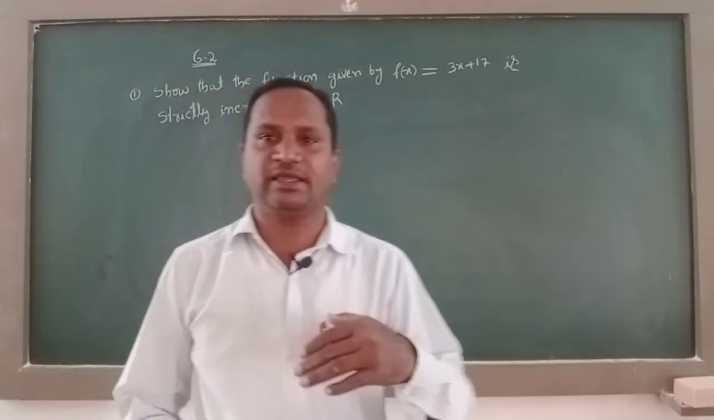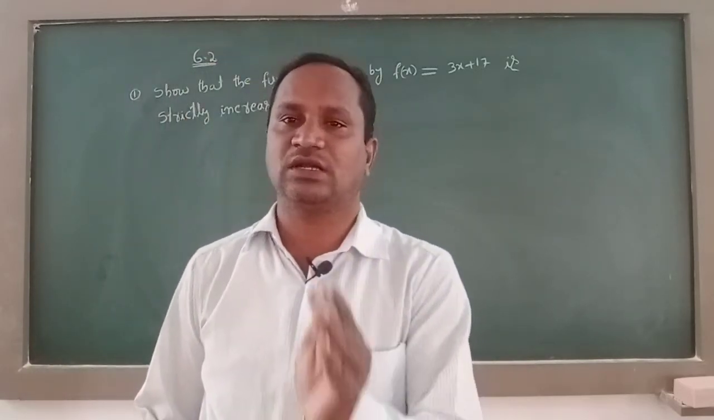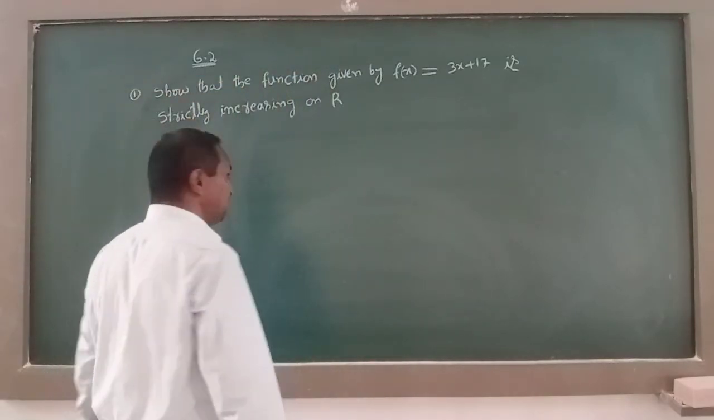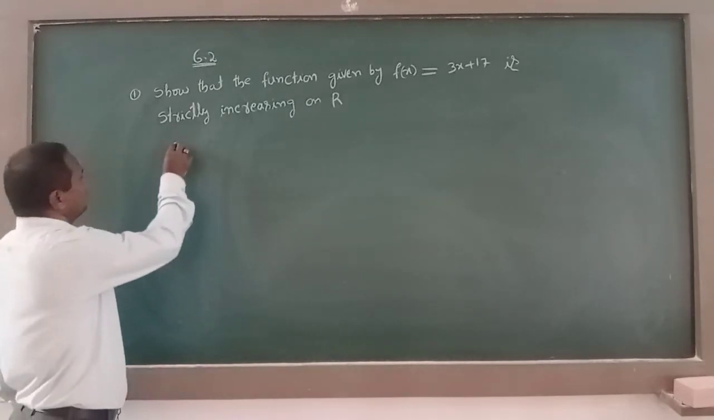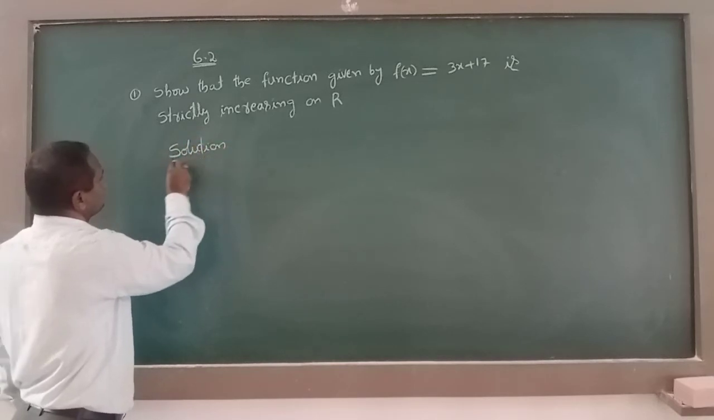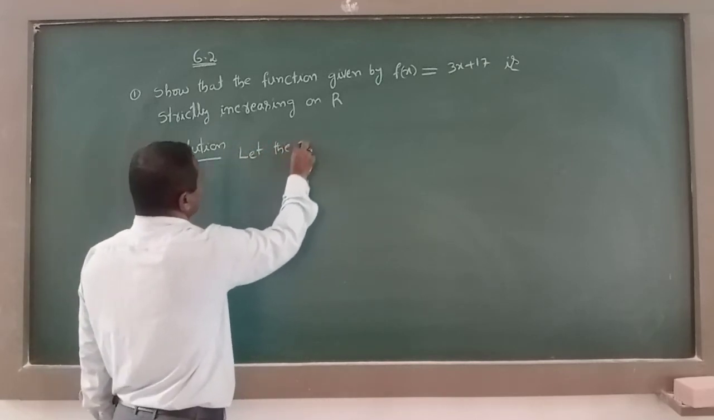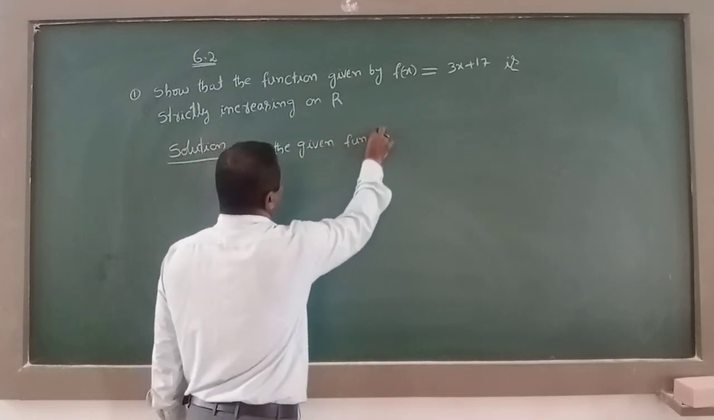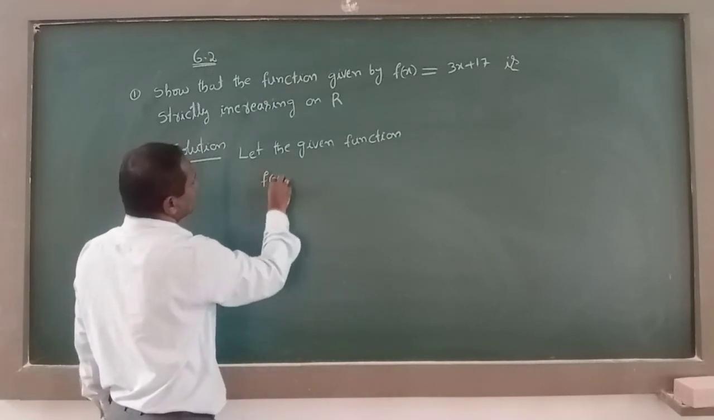Strictly increasing means that after completing the differentiation, we check whether it is greater than 0 or not. I will show you how. Now we are going to give the solution for this question. Let the given function be f of x equal to 3x plus 17.